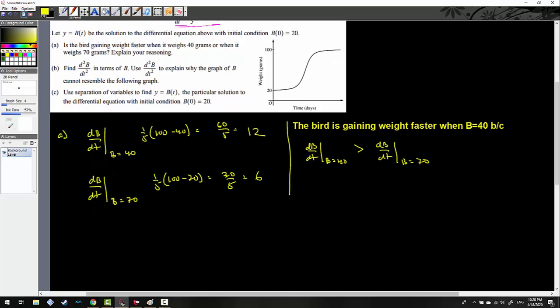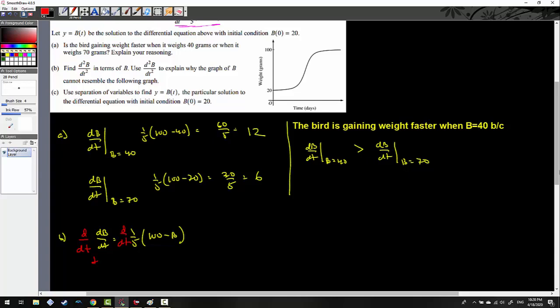Part B was probably one of the more infamous parts of the problem. It said find d squared B over dt squared in terms of B, and then it said use something we'll worry about in a second. But let's just find the second derivative of this thing. So remember, dB over dt is equal to 1/5 times 100 minus B. So if I'm going to take the second derivative of this thing, they said in terms of t, so that's going to be d over dt here.